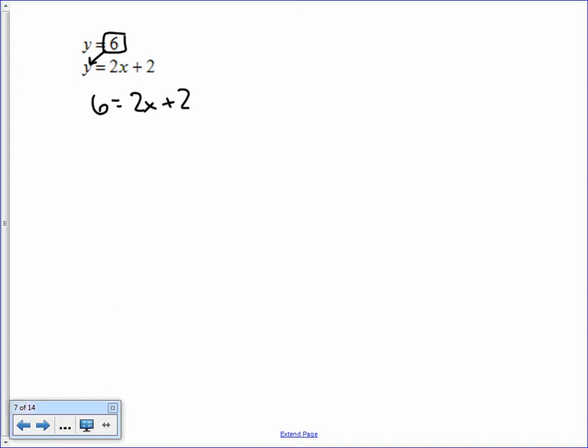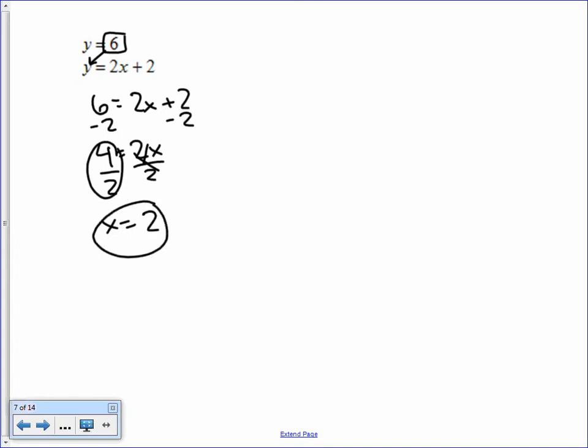And then solving for x, let's actually just subtract 2 from both sides. I get 4 equals 2x. And solving for x, dividing by 2, x is going to equal 4 divided by 2, which gives me 2. So x equals 2 there.